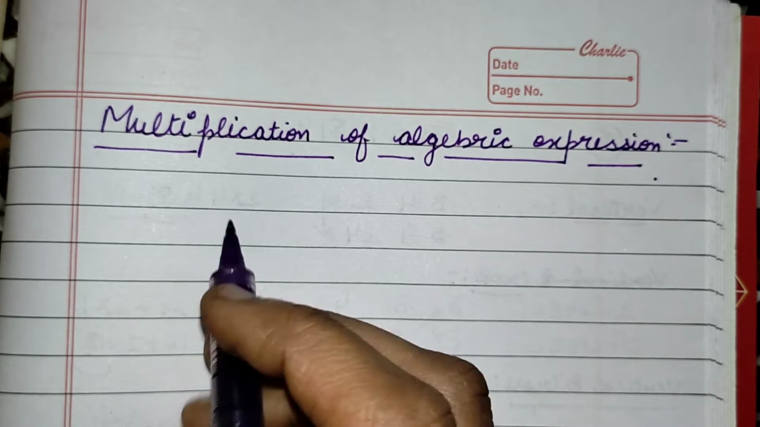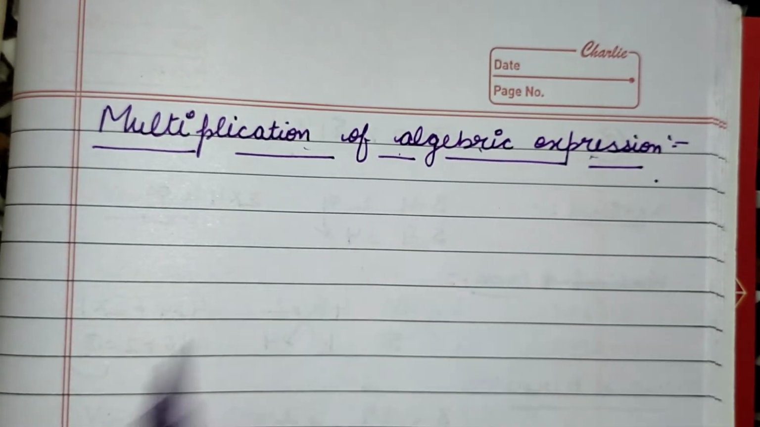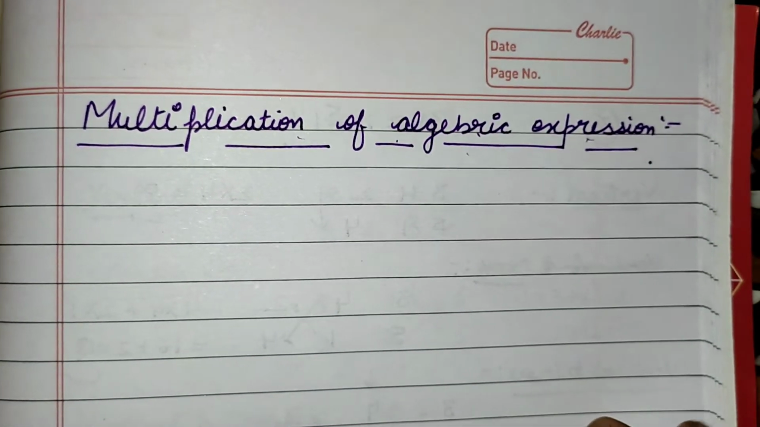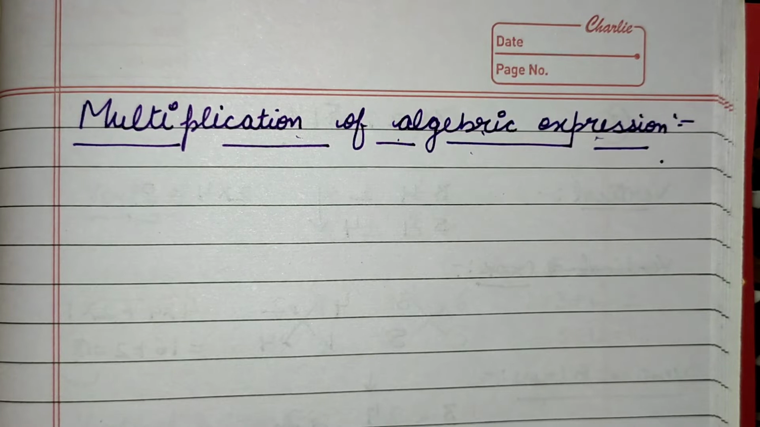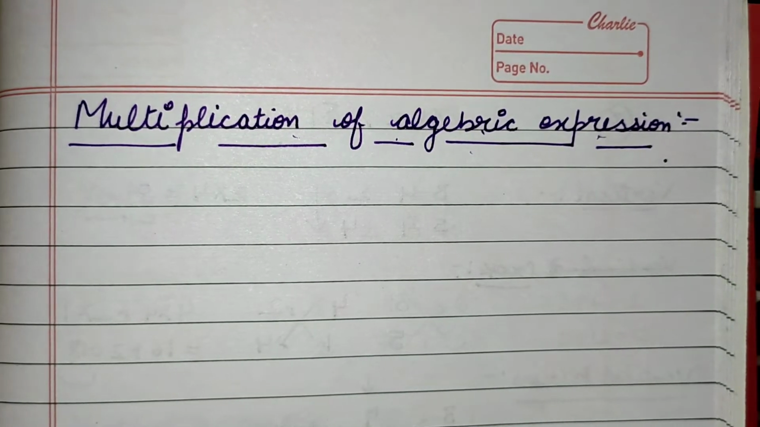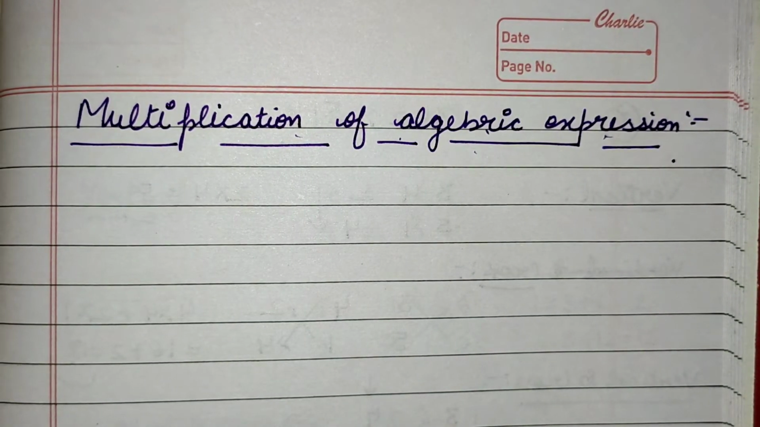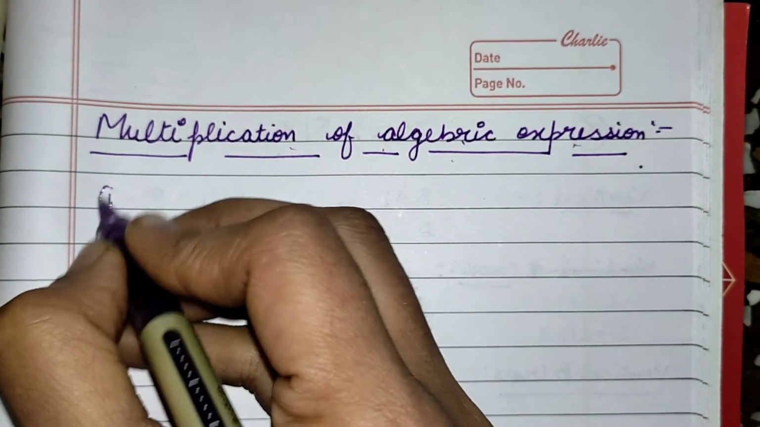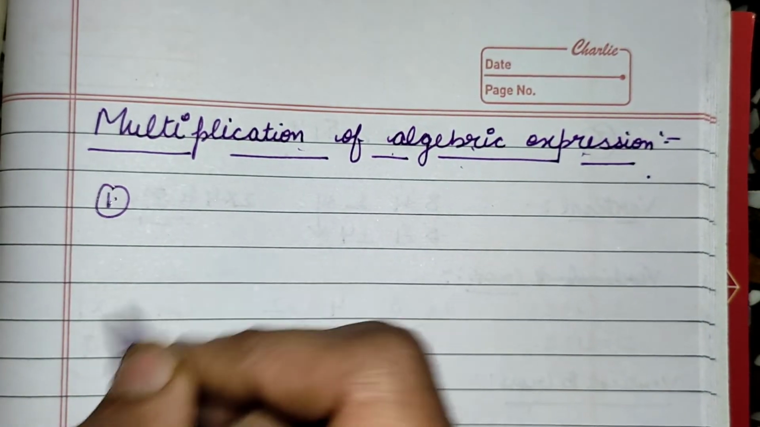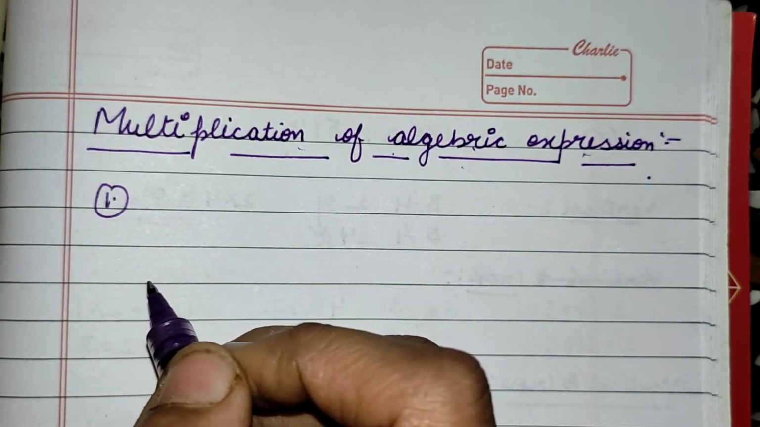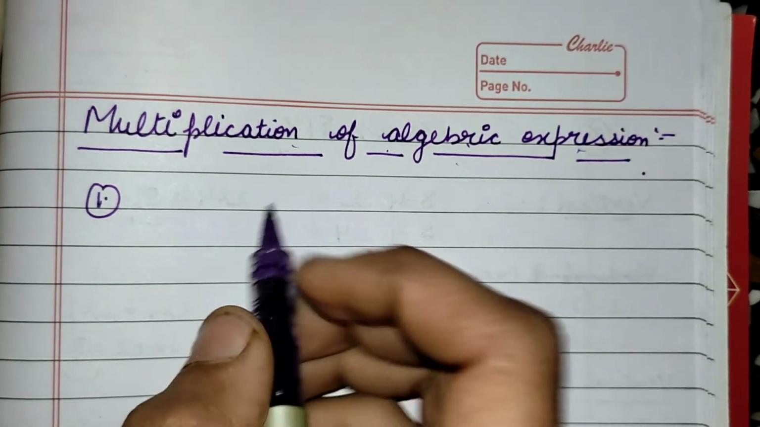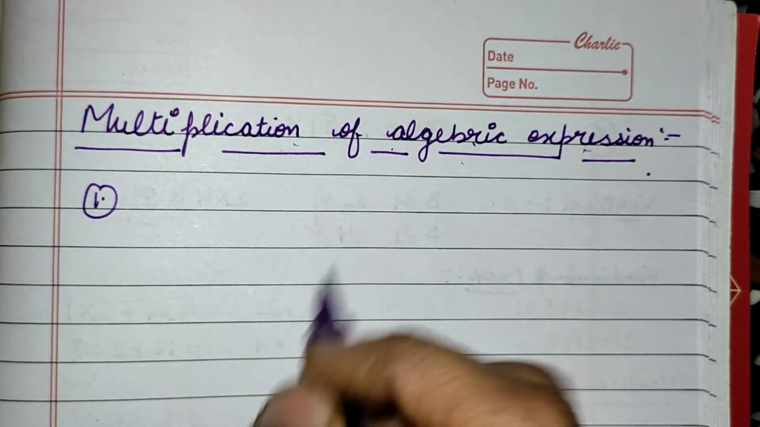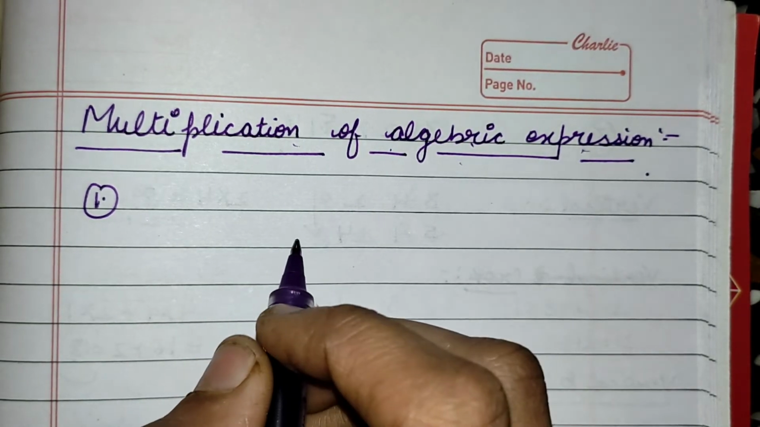So let us start our today's topic, which is multiplication of algebraic expressions. In this method we are going to make use of somewhat similar steps which we have used while doing multiplication of any two-digit or three-digit number. So let us first solve our first question. If you have not seen or do not know that method, please see my earlier videos first so that you can understand this method, because we are going to use somewhat similar steps here.